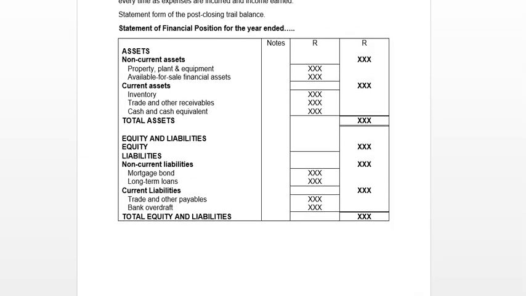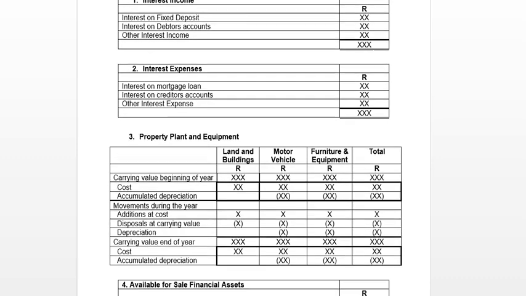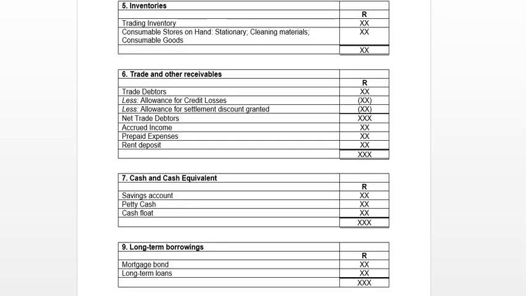Then if you have our current assets, we've got inventory, trade and other receivables, and then cash and cash equivalents. So with inventory, you always start with your trading inventory, and that's your closing balance of your inventory. So that's when you do a stock take on the last day of the financial year, that will be the value which you use.